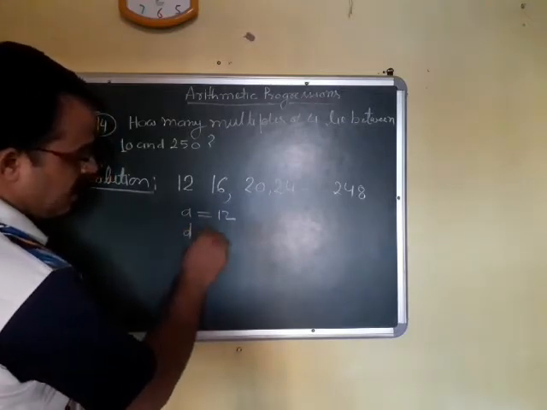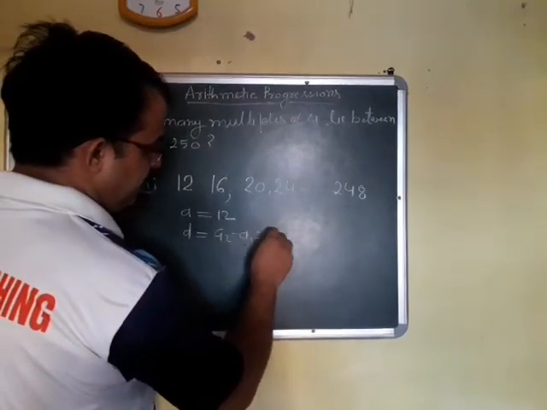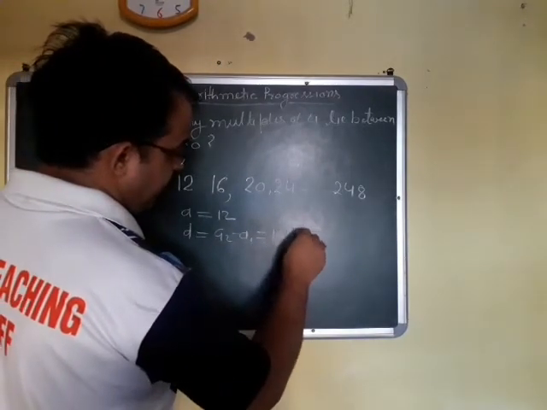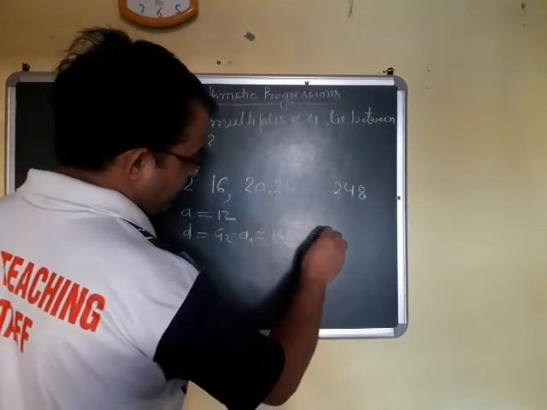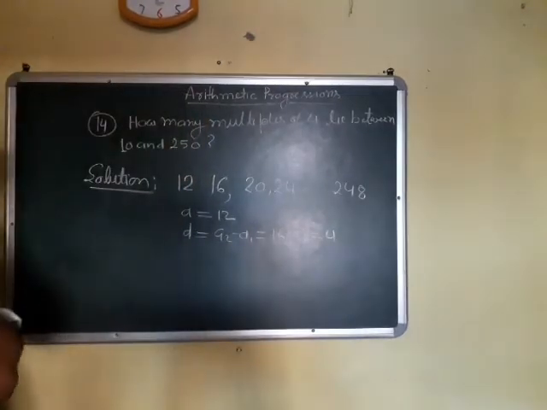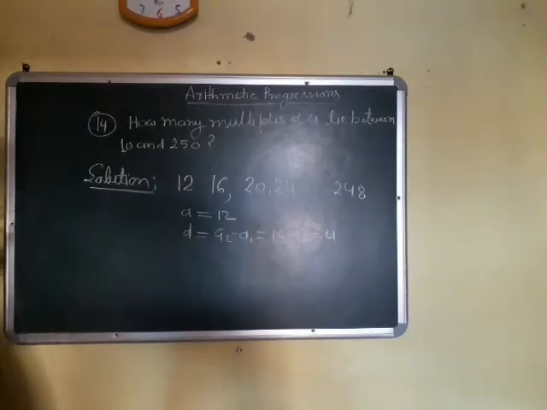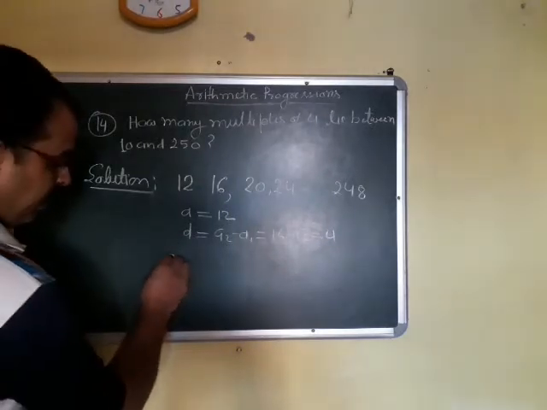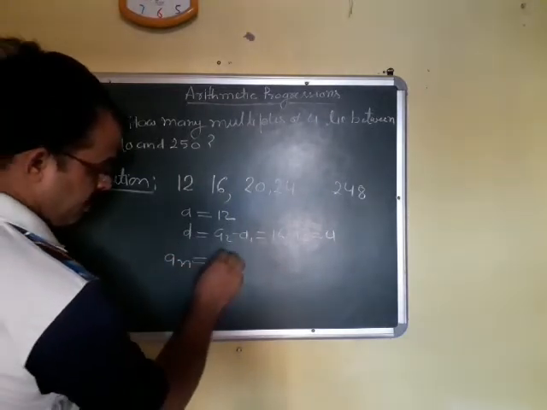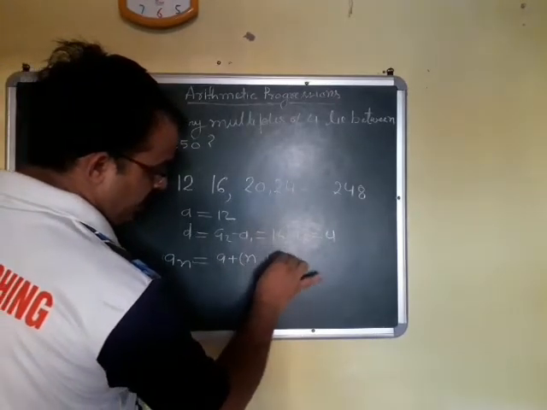D is the common difference. A2 minus A1. A2 is given as 16 and A1 is given as 12. What we get here is 4. The common difference is 4. Clear? Now use the general term of the AP: An is equal to A plus (n minus 1) into D.